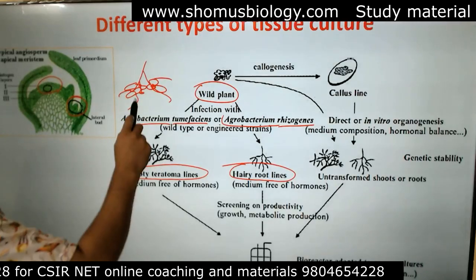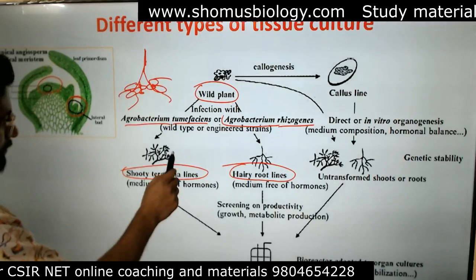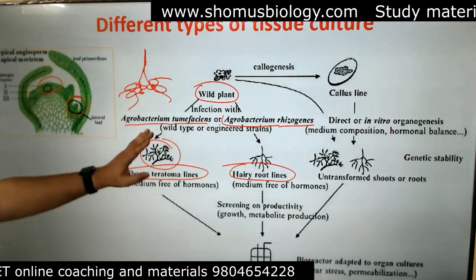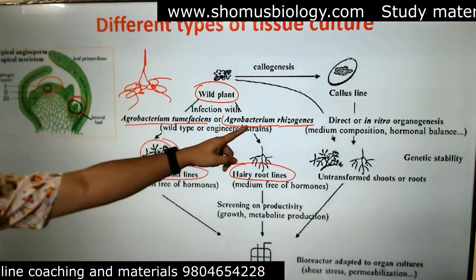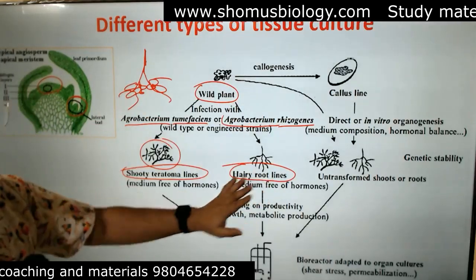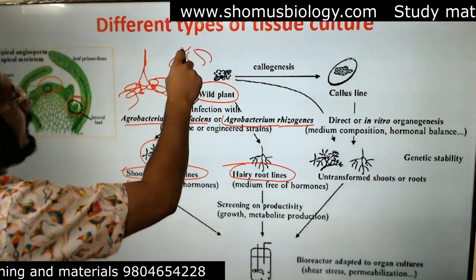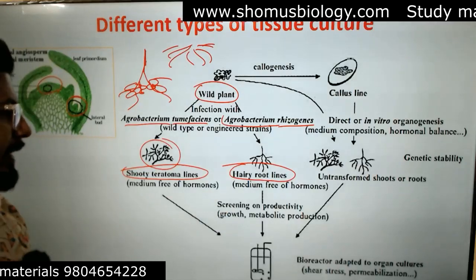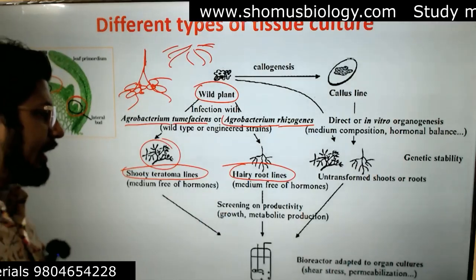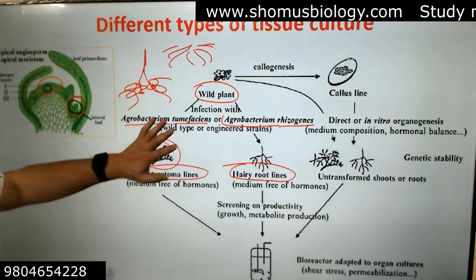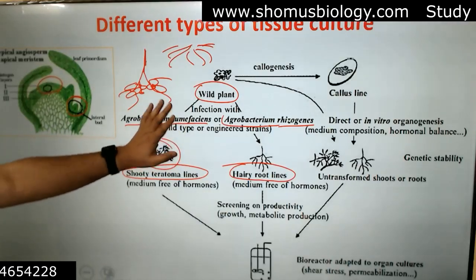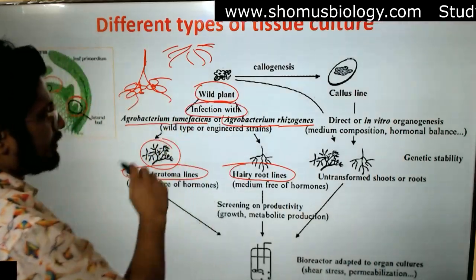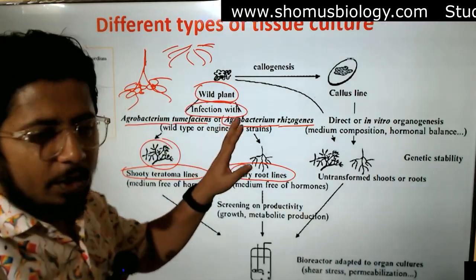So in this case we are focusing on a medium free of hormones, and it continues to grow. Similarly, Agrobacterium rhizogenes causes hairy root syndrome. Again, the root will be much hairier. So we get hairy root lines, and again we can use them for screening, for production and growth. But this is a side thing: after extracting the wild type plant we can infect it with Agrobacterium tumefaciens or rhizogenes. But that's an optional idea.